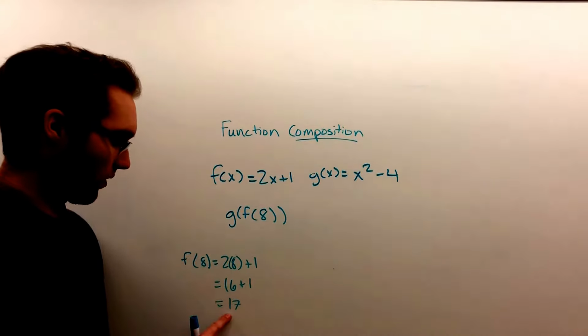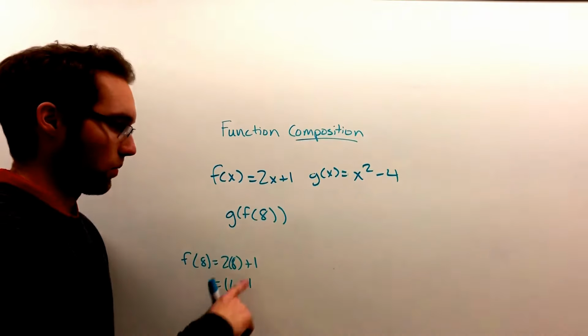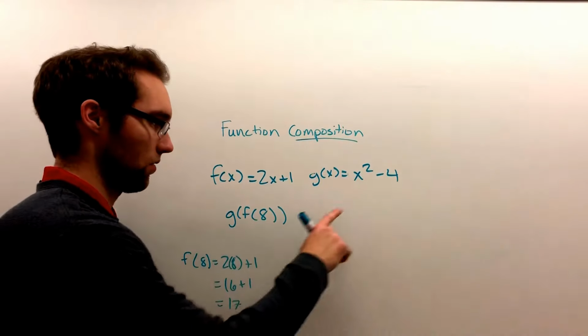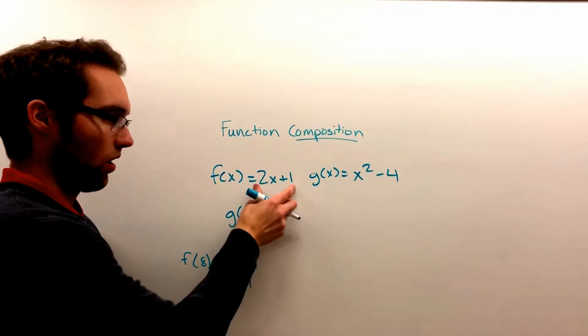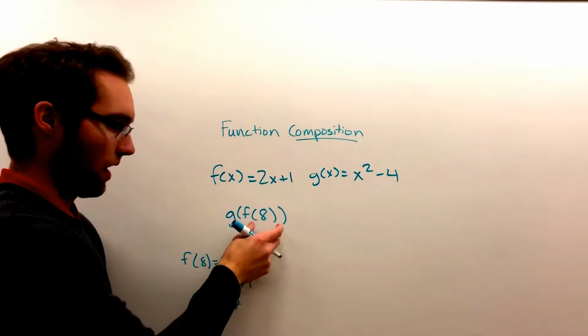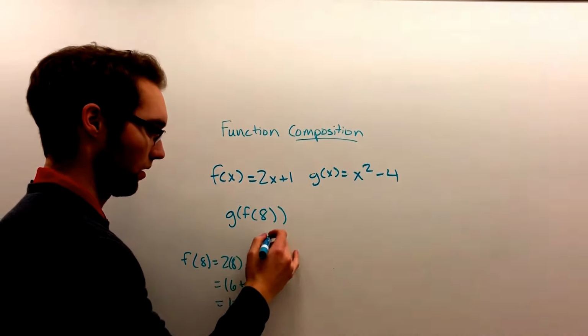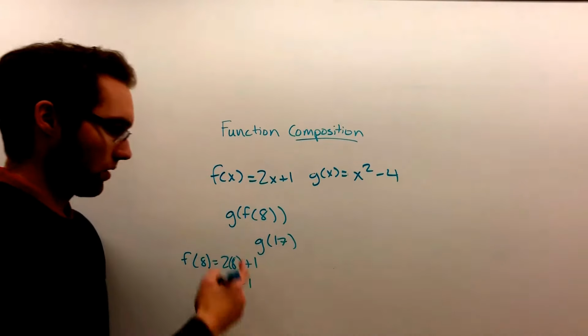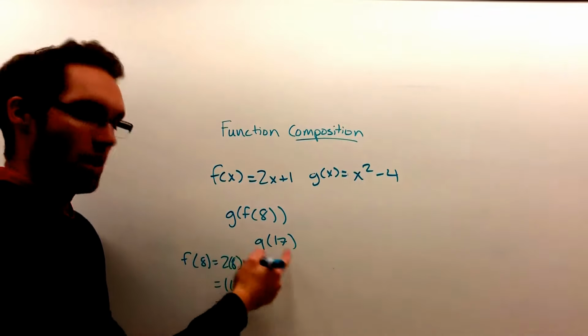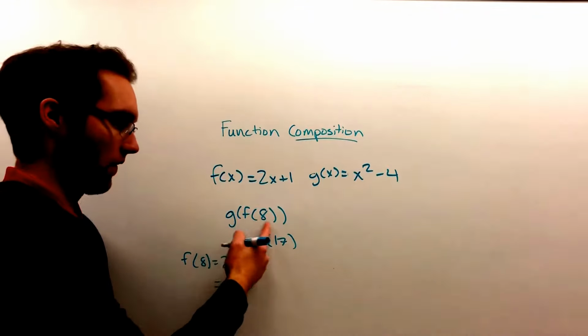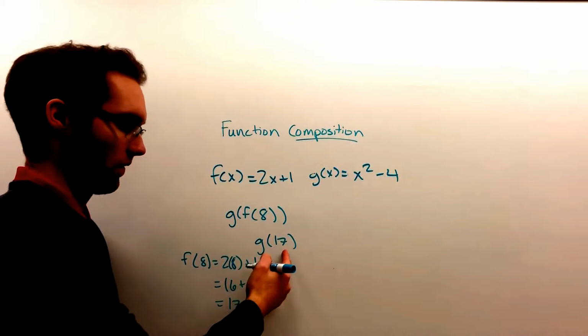Okay, so now we know that f of 8 is equal to 17. We were going to plug f of 8 into each of our x's here, which there's only one. So we were going to plug all of this into this x, but now that we know what f of 8 is, we can just plug in g of 17, which we know are the same because f of 8 is equal to 17, so g of f of 8 is equal to g of 17.